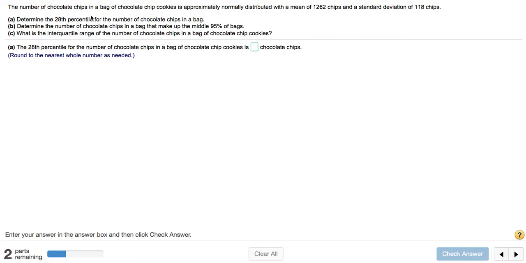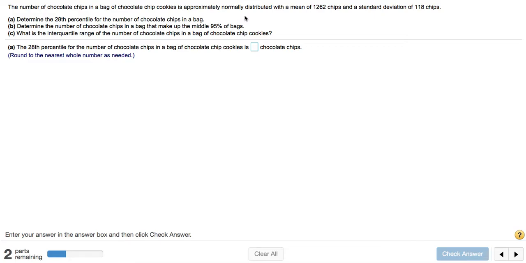The number of chocolate chips in a bag of chocolate chip cookies is approximately normally distributed. We're told the mean is 1,262 chips, with a standard deviation of 118 chips. And here we have a couple of questions about this. So first it says to determine the 28th percentile for the number of chocolate chips in a bag.